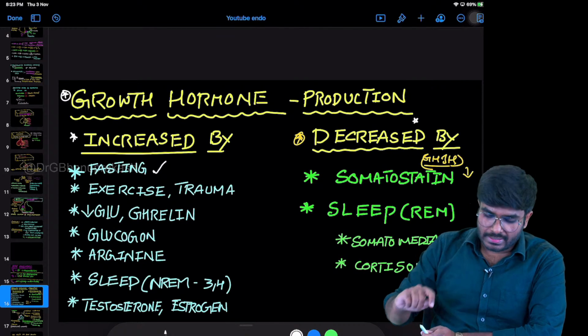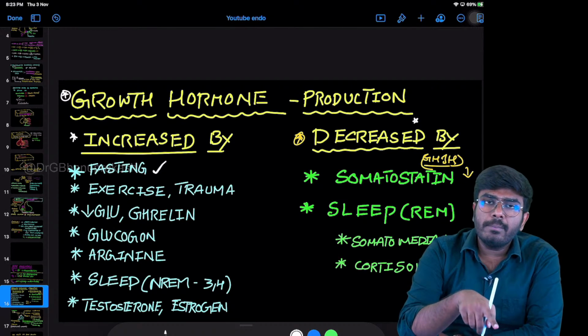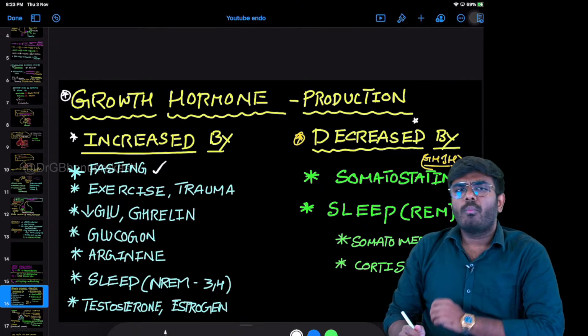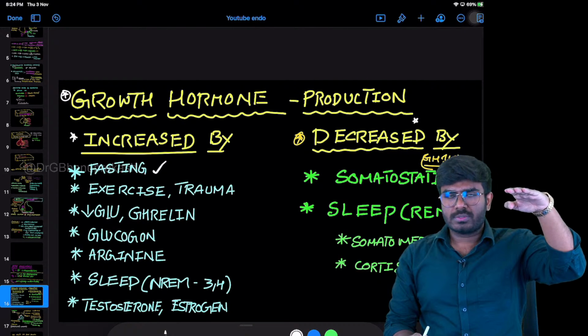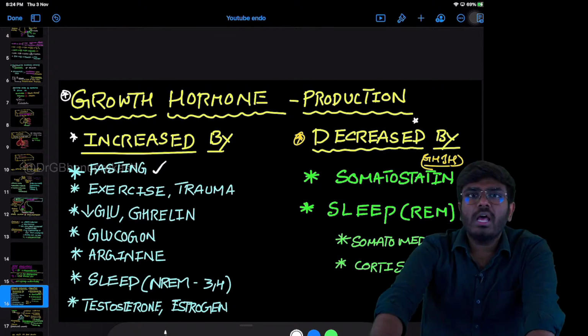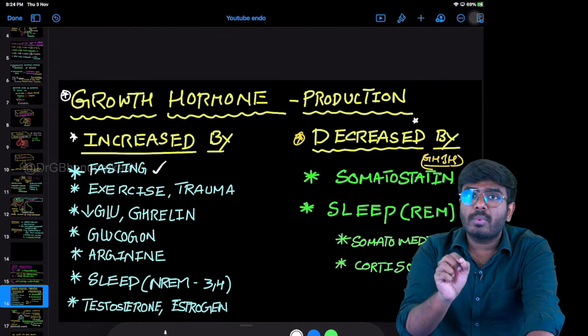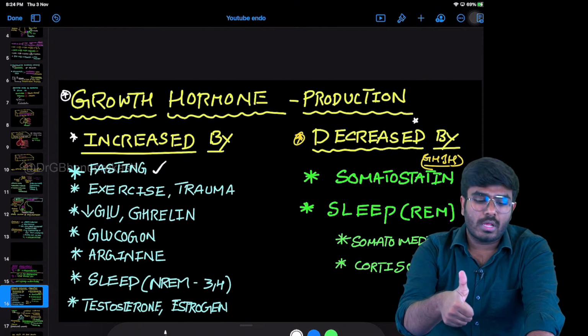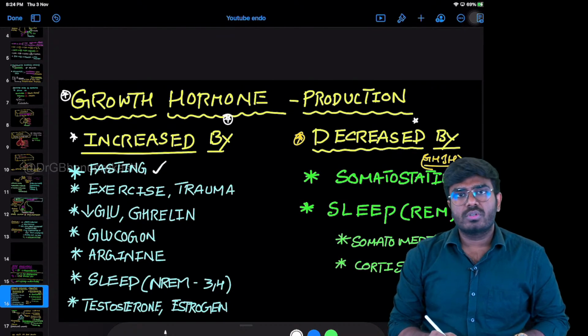So try to understand like this. During fasting, you need glucose, so growth hormone will come and increase the blood glucose levels. Most students think only glucagon will increase the glucose. Every student knows insulin will decrease the glucose and glucagon will increase the glucose. But also remember, not only glucagon, growth hormone also increases the blood glucose levels.